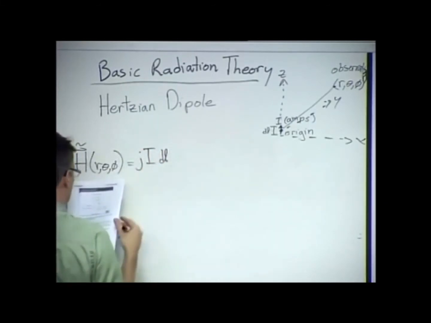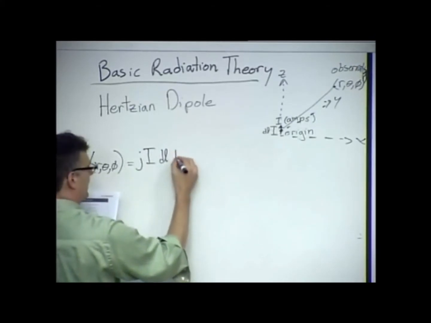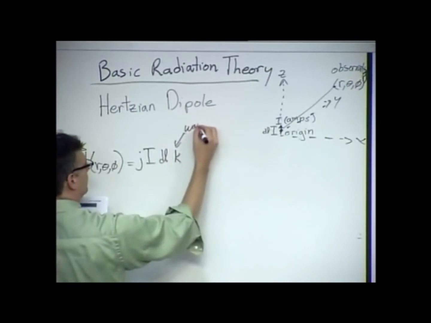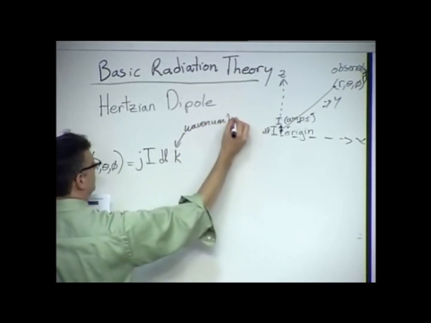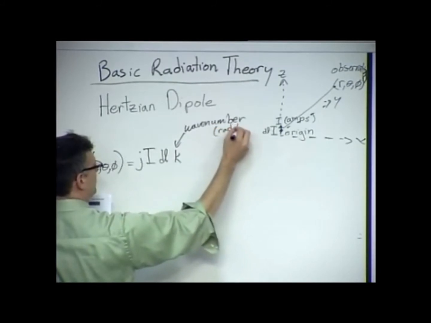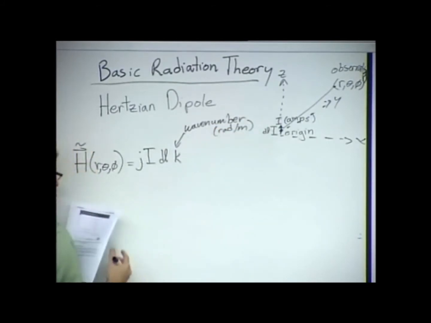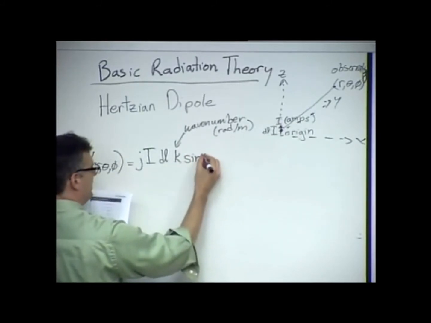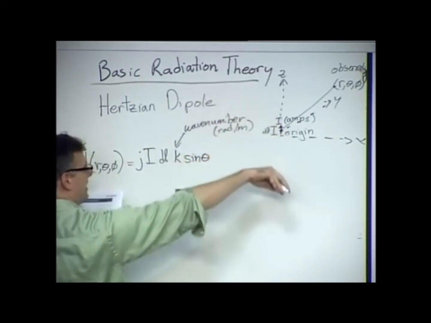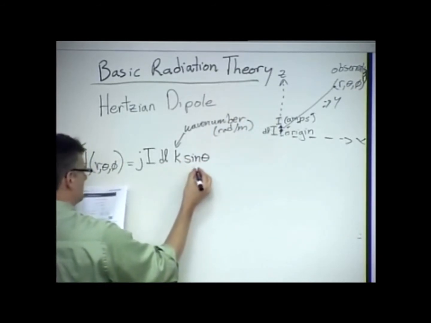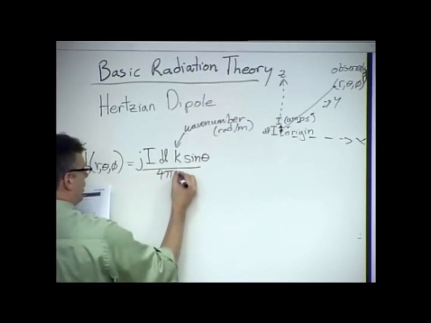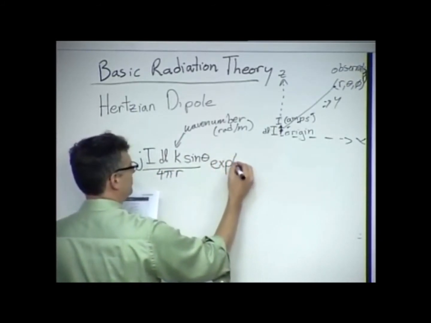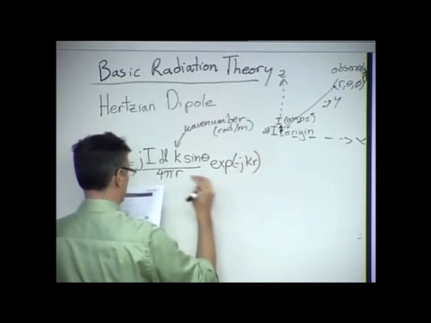This is sinusoidal current at a frequency. So it does have a frequency dependence that's actually wrapped up in the wave number k, which recall has units of radians per meter. It's just 2 pi over the wavelength of radiation. Sine of theta, so depending on the elevation angle, this amplitude changes, divided by 4 pi r, 1 over r attenuation of fields, exp minus jkr.